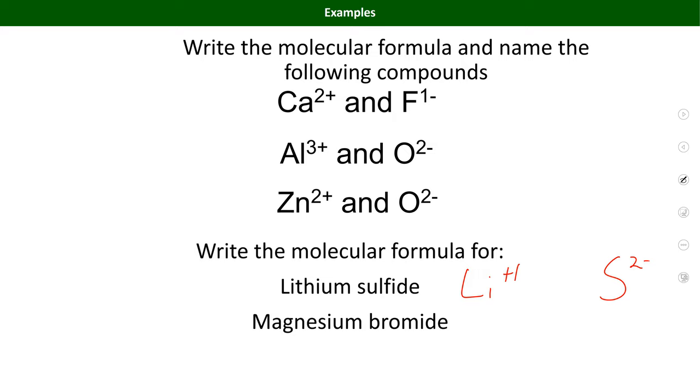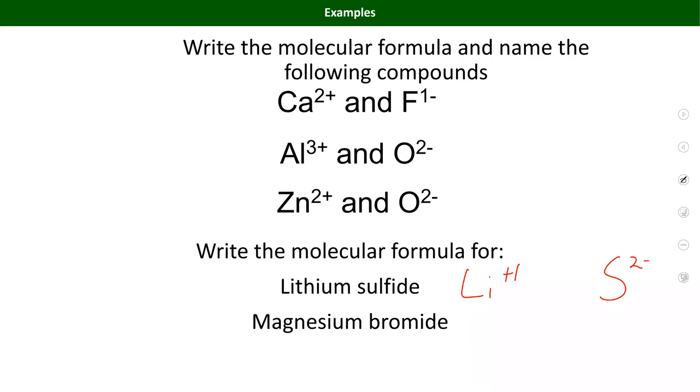Lithium is right above sodium, right? It's in column one, which has one valence electron that it needs to get rid of. So lithium as an ion is going to be plus one. So that's what we're going to do next.